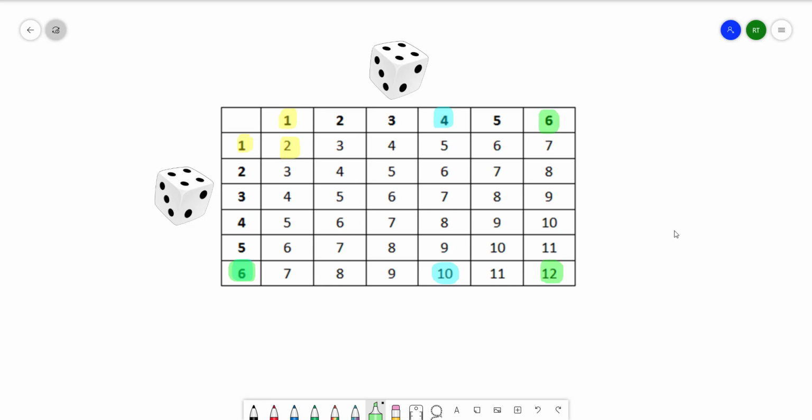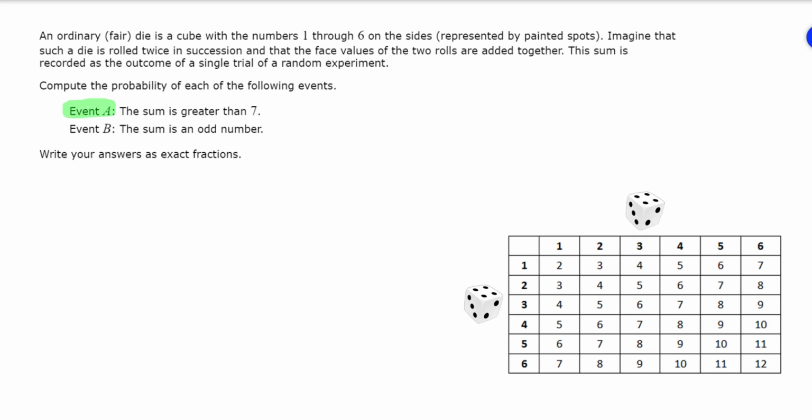So I'm going to refer to this table to answer the questions. So let's look at event number A first, and they want you to find the probability the sum is greater than 7. So when I add the two dice, I look at the possible rolls that add up to greater than 7. So in my table, I can mark that. So a number greater than 7 would be if they add up to 8.